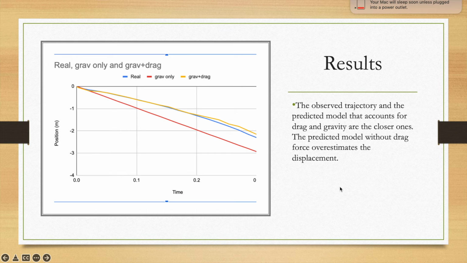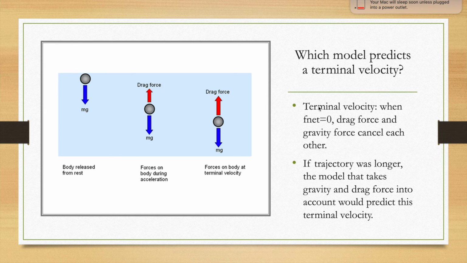The observed trajectory and the predicted model that accounts for drag and gravity are the closest ones. The predicted model without drag force overestimates the displacement, as we can see here. This is because gravity plus drag, which is yellow, better accounts for our real conditions, which of course include the effect of drag force.